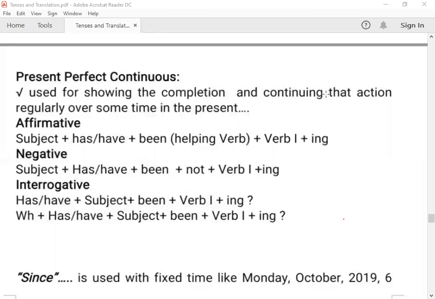So, dear students, today we are to discuss the next tense of present tense, that is present perfect continuous, right? As we have already discussed, perfect continuous tenses are those tenses which show the perfection of some task, some action, and then its continuity over a period of time, right? That we have already discussed.